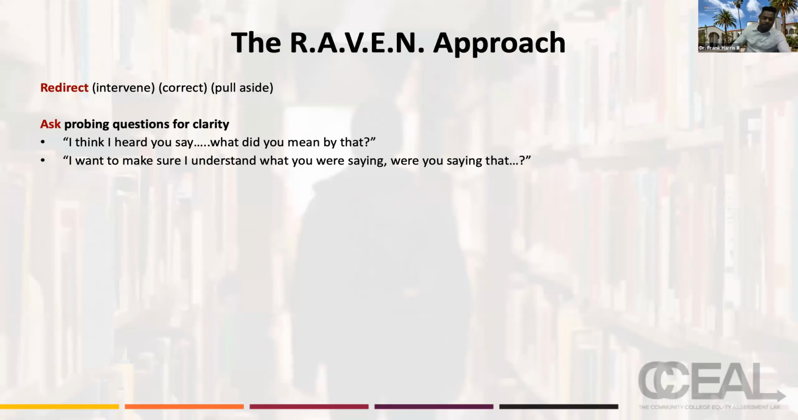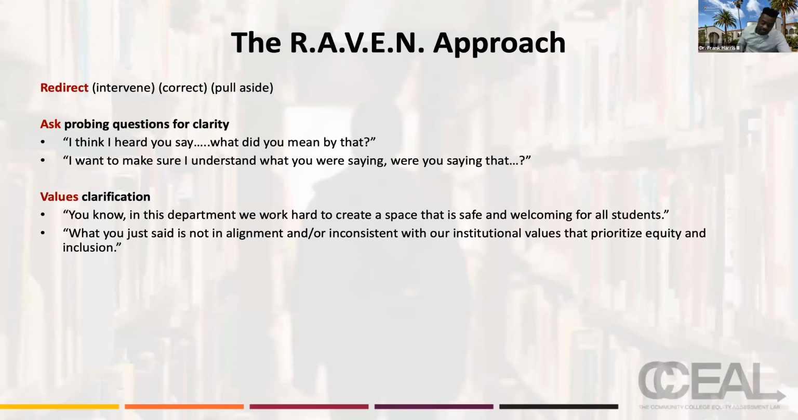All right, third step is we need to engage in a clarification of values. We need to remind the person that what they said or the way they've treated someone is not appropriate and not aligned with the values of our classroom, our community, our institution, our workplace, whatever it may be, right? Some things we could say: in this department, we worked hard to create a space that's safe and welcoming for all students. So when you treat a student this way, or when you say something microaggressive to a student, it's in direct conflict with what we value within this space.